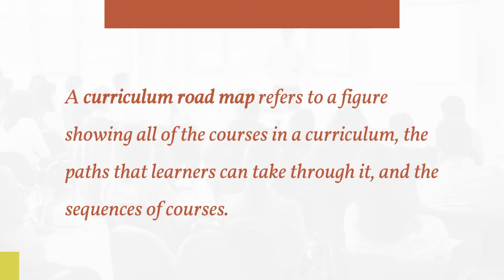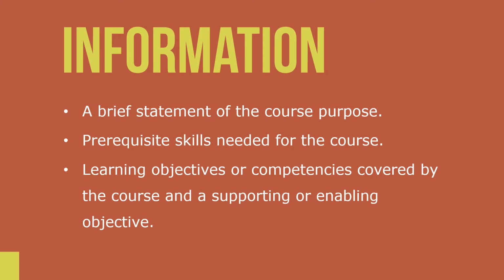A curriculum roadmap refers to a figure showing all of the courses in a curriculum, the paths that learners can take through it, and the sequences of courses. For each course, information that can be used to help design and develop detailed courses is provided. This includes a brief statement of the course purpose, including why the course is important, prerequisite skills needed for the course, learning objectives or competencies covered by the course, and supporting or enabling objectives.